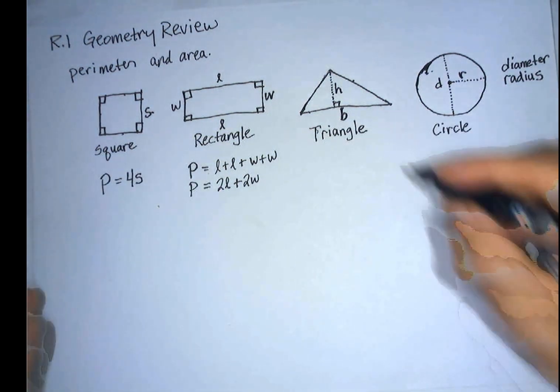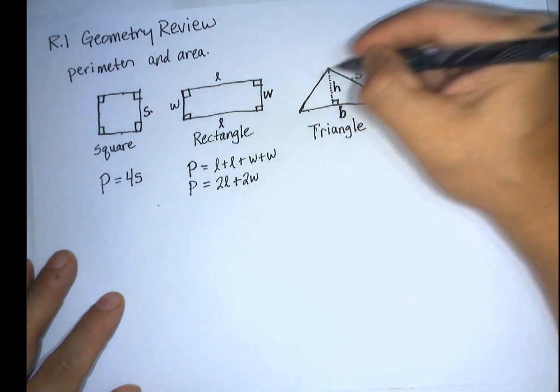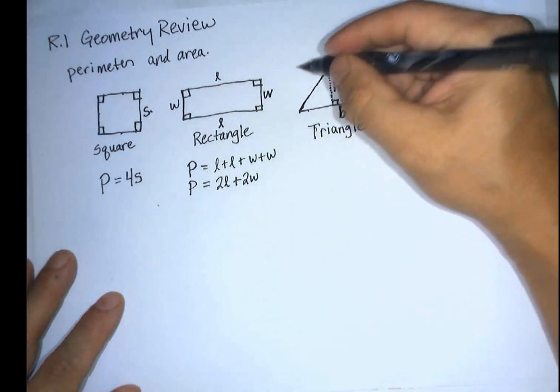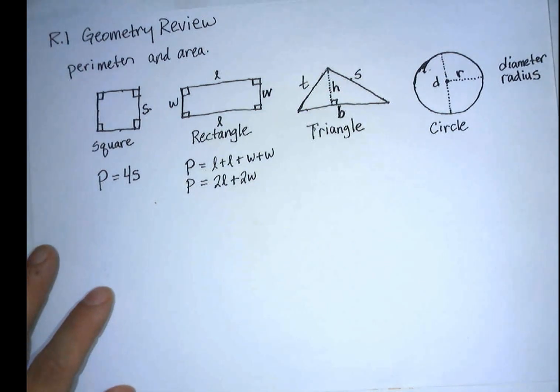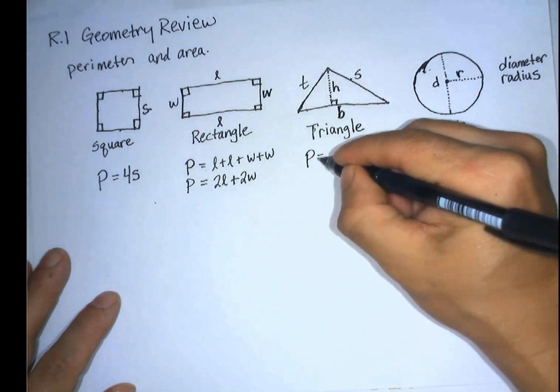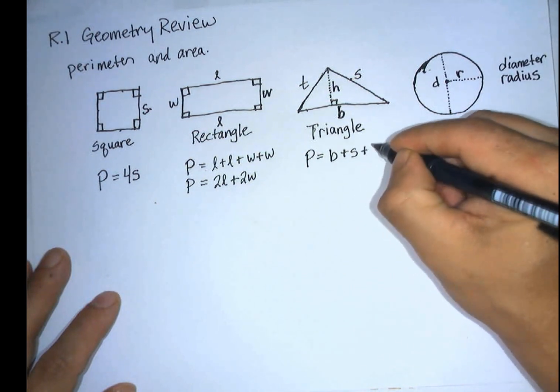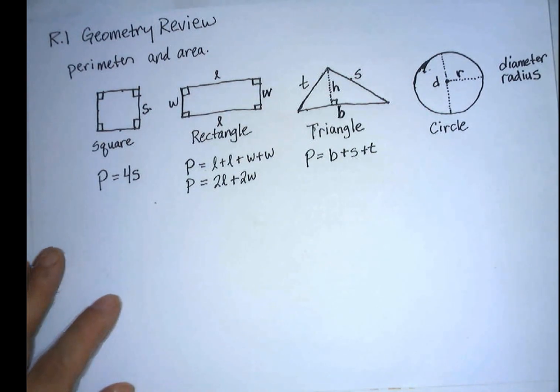The triangle. I'm just going to label these as S and T, because the perimeter of a triangle you can only find by adding up the outer edges. So that'd be B plus S plus T. That's the perimeter of a triangle.